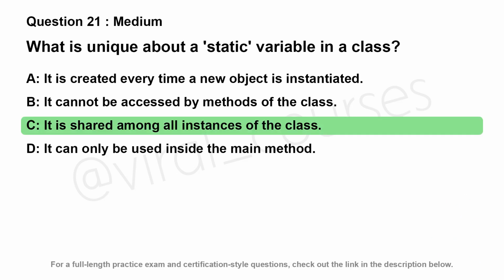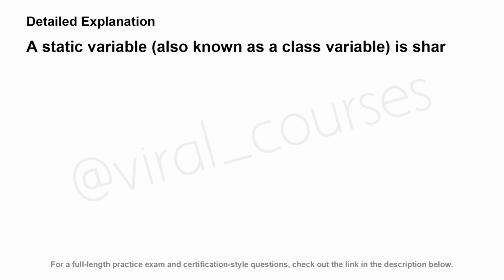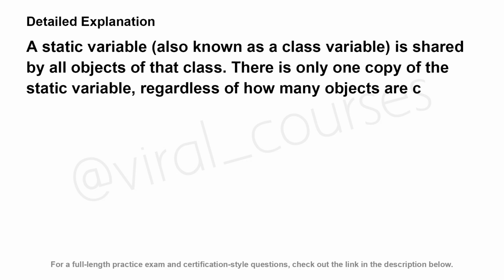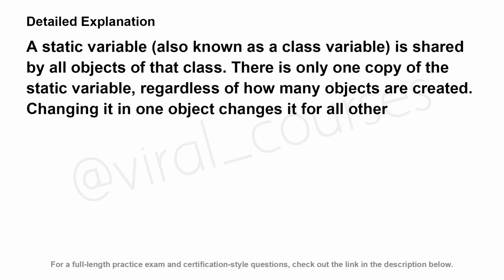The correct answer is C. A static variable, also known as a class variable, is shared by all objects of that class. There is only one copy of the static variable, regardless of how many objects are created. Changing it in one object changes it for all others.